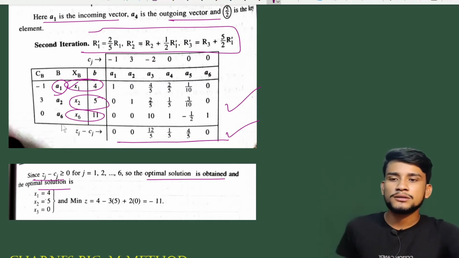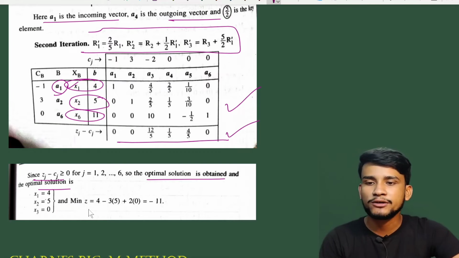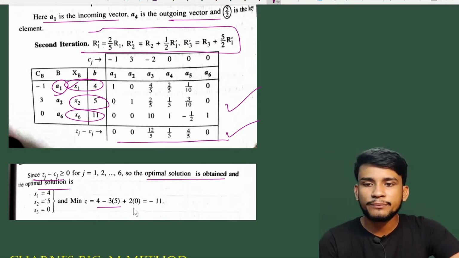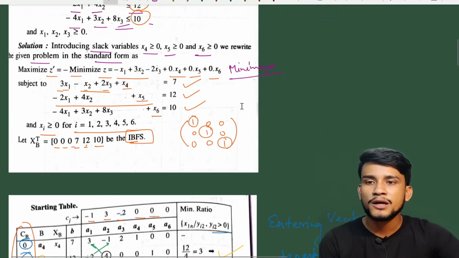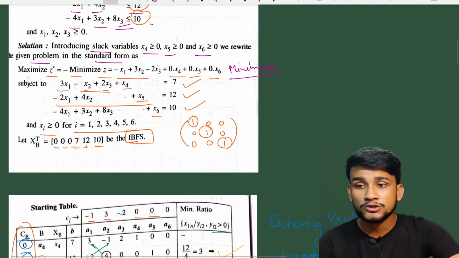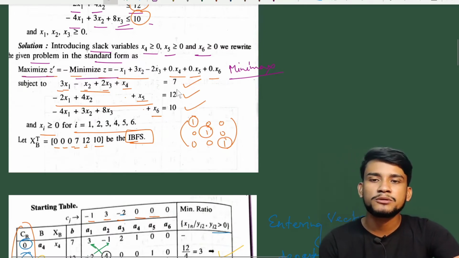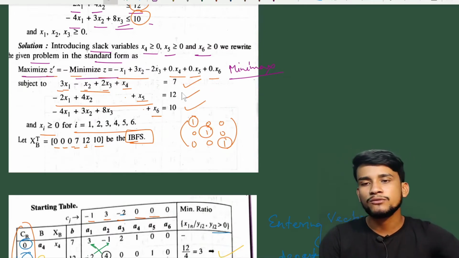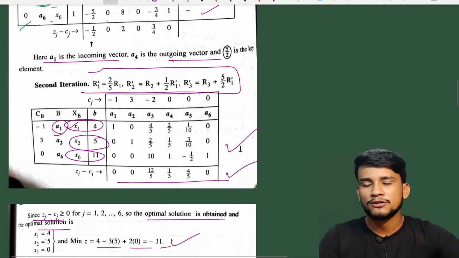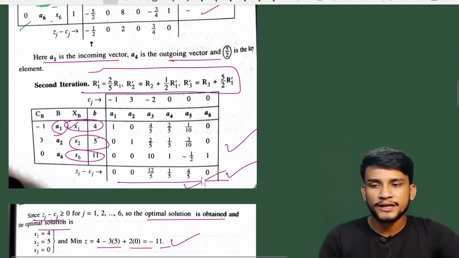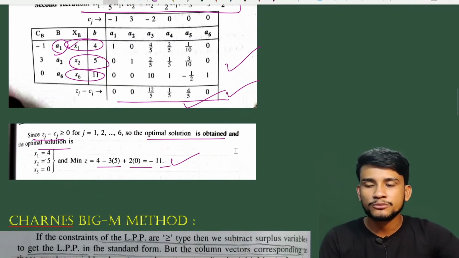So this is the solution, and minimum of z equal to what? 4 minus 3 into 5 plus 2 into 0, this is equal to minus 11. Minimum of z means maximum of minus z. Maximum of z equals minus of minimum of z. You just need to check this value for the variables. So this is the solution of the simplex problem, of the LPP.